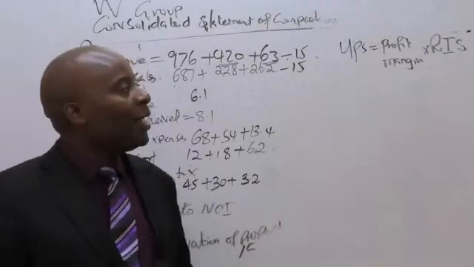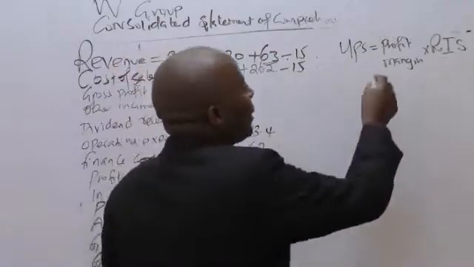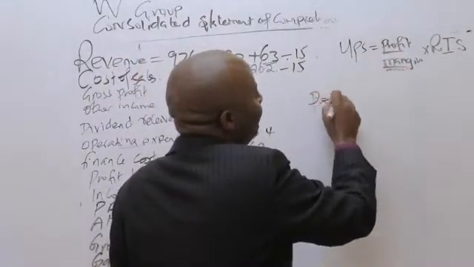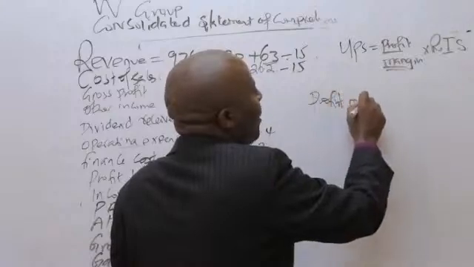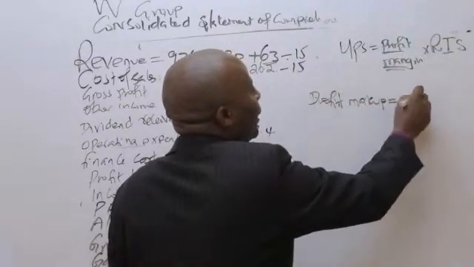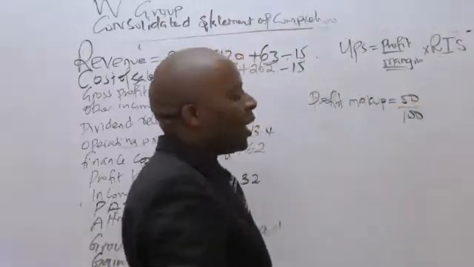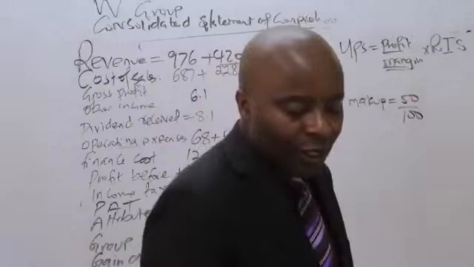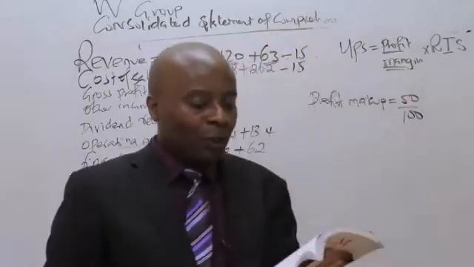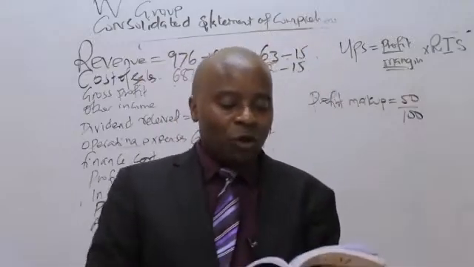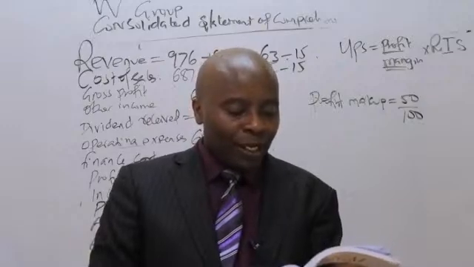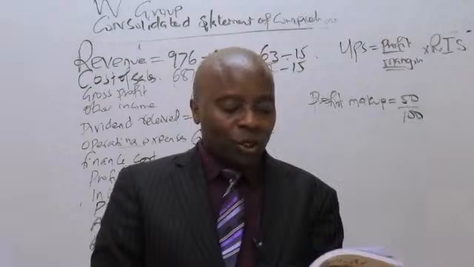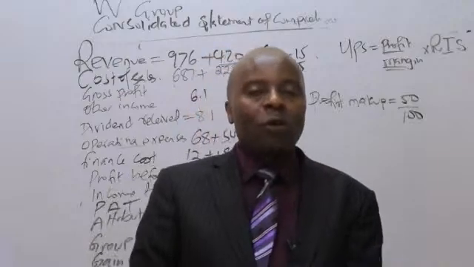These guys, instead of giving me profit margin, have given me profit markup, and they have told me that the profit markup is 50 over 100. If you read note number 4, they've told me that these goods were sold by W Limited at a markup of 50%.